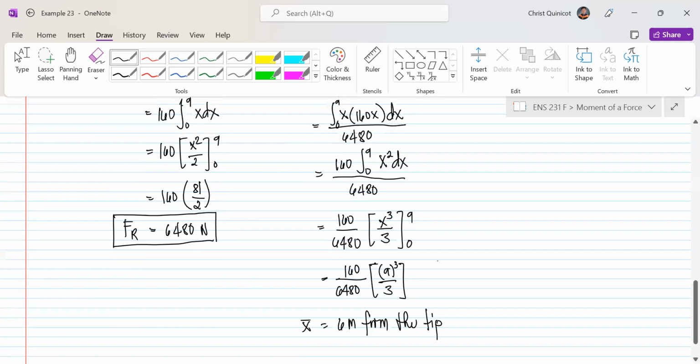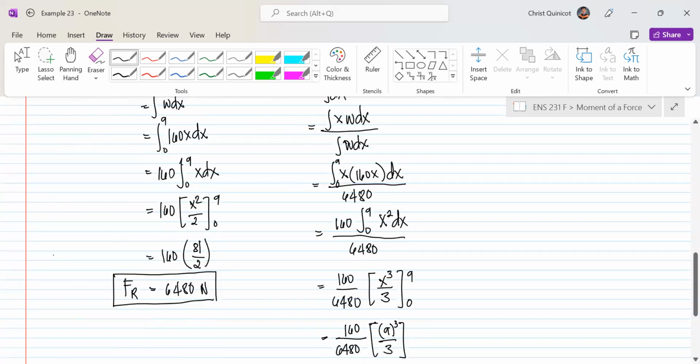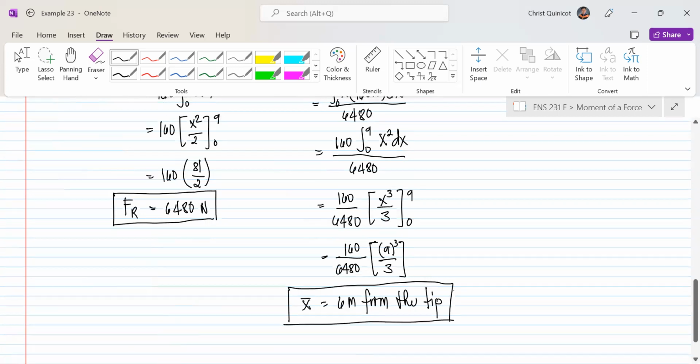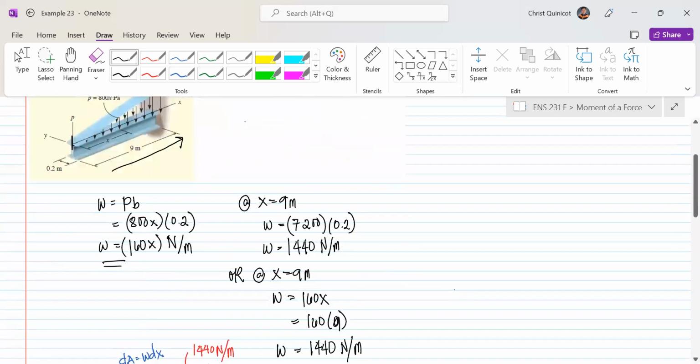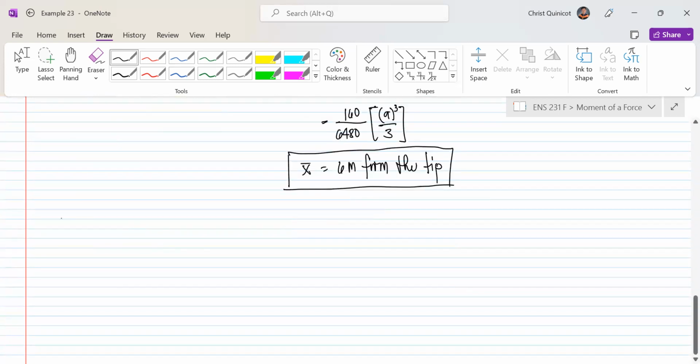So when I say from the tip, this is the tip. Okay, so this is the location of our resultant force.